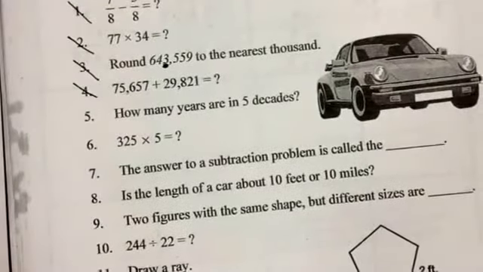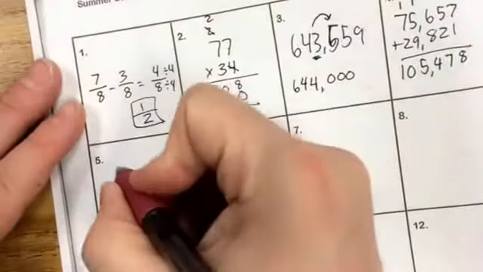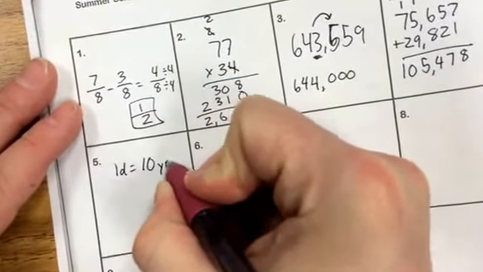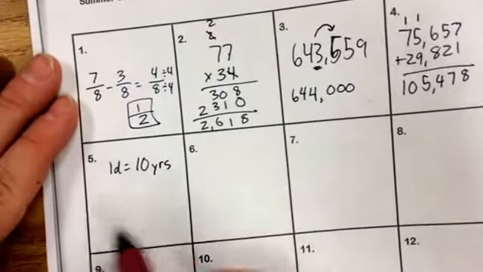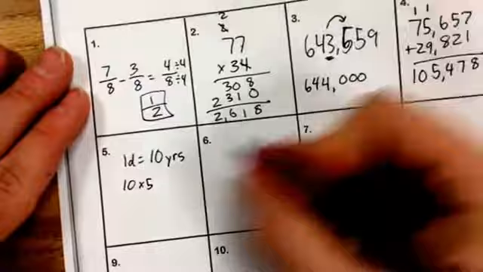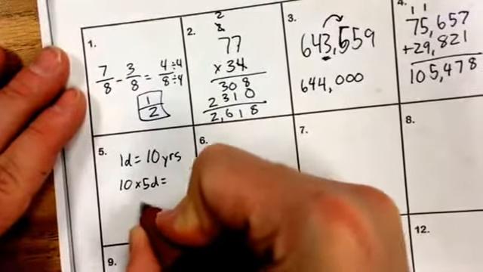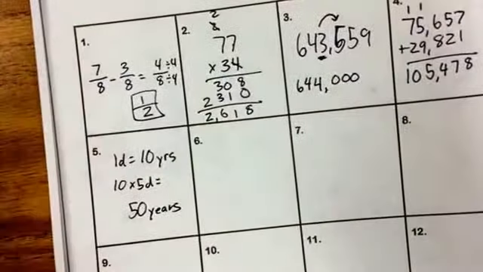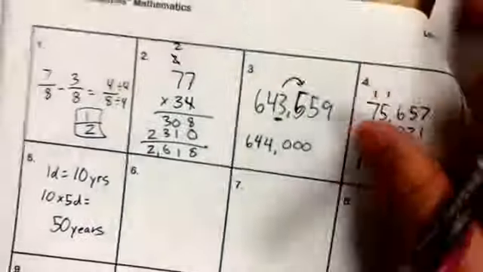All right, and then our last actual problem here on our bell ringer. How many years are in 5 decades? Well, I know that 1 decade equals 10 years. So if I know that 1 decade equals 10 years, 10 times 5, because I have 5 decades, is going to get me 50 years.